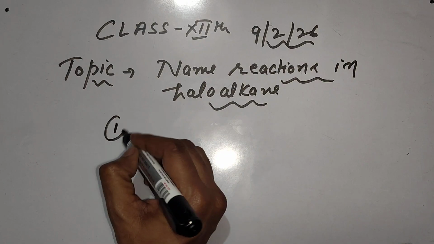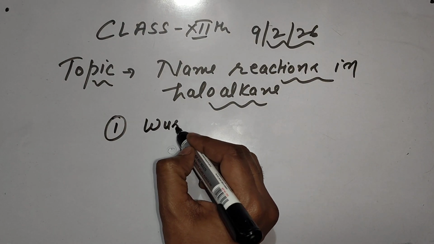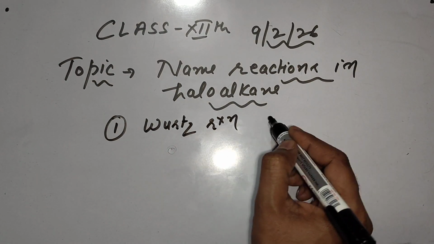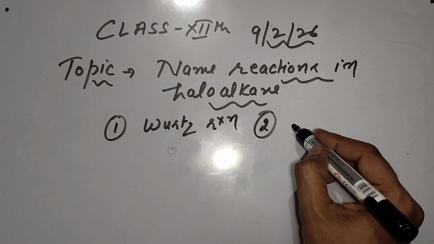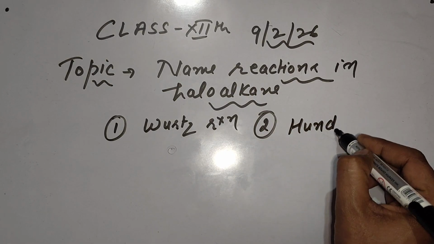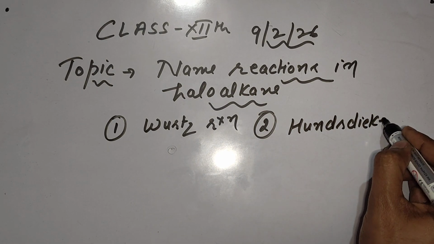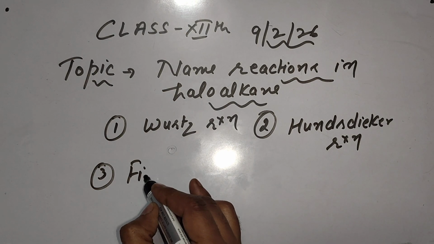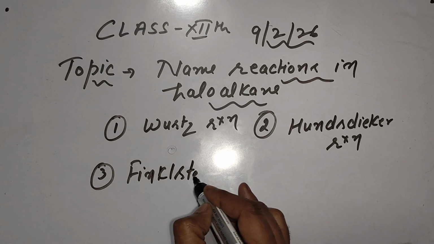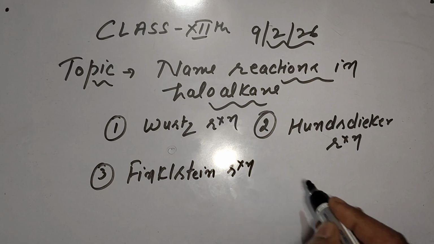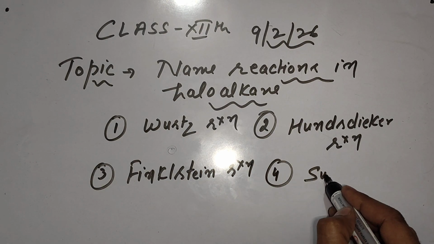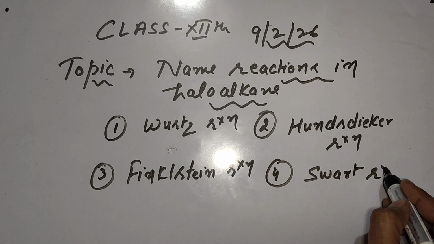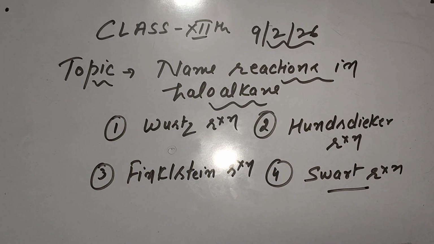The name reactions are number 1, Wood's reaction, number 2, Hunsdiecker reaction, number 3, Finkelstein reaction, and number 4, Swarts reaction. Let's start to understand every reaction.